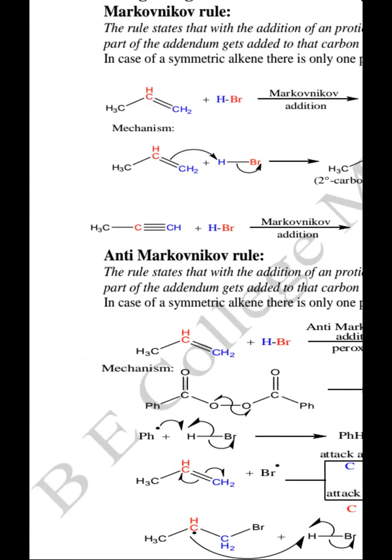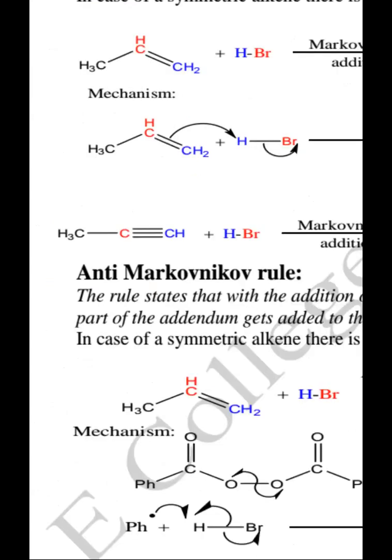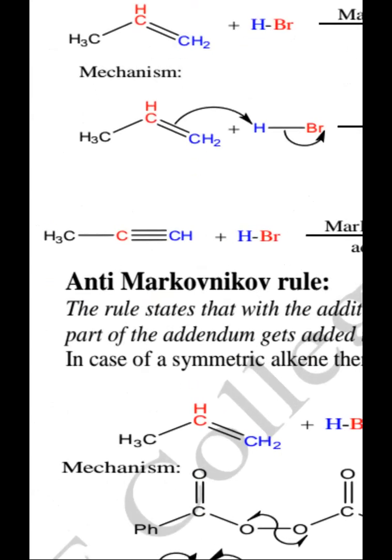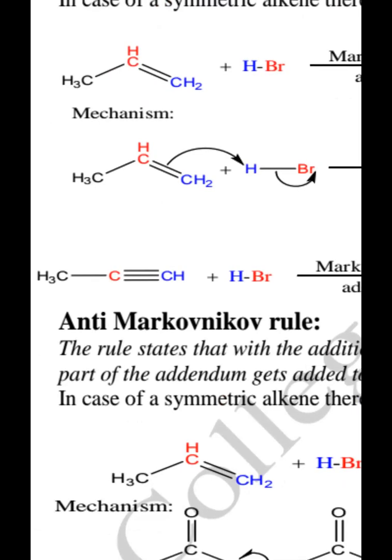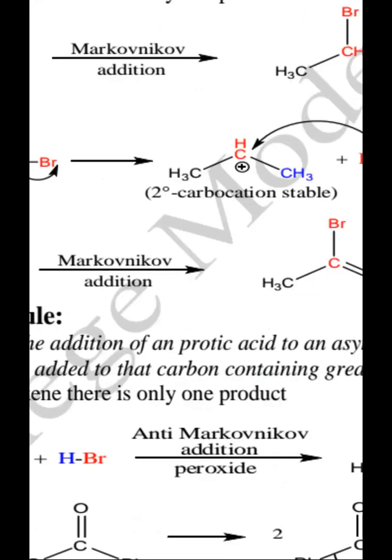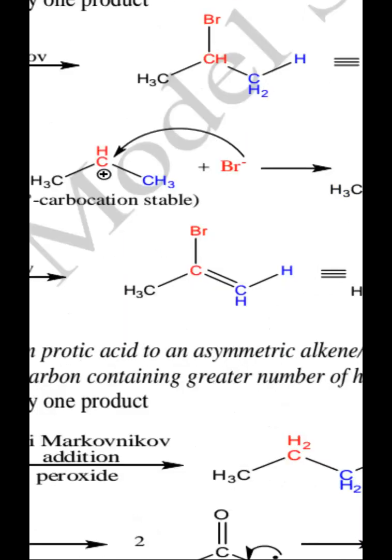We can see a similar kind of reaction with propyne. Here also, according to Markovnikov rule, hydrogen is going to go to this carbon containing a greater number of hydrogens, and bromine is going to go to this carbon containing fewer hydrogens. We can see the product here. Hydrogen has gone to the terminal carbon and bromine has gone to the central carbon. The double bond is there, so this can further undergo addition reaction.